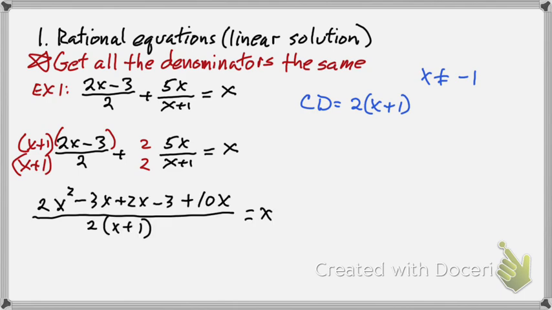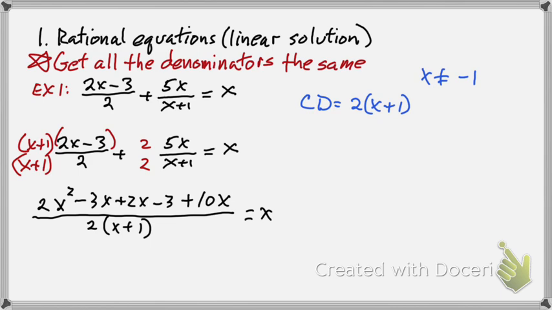Once they're the same, then I can just start using FOIL. So x times 2x gives me 2x squared. x times minus 3 gives me minus 3x. 1 times 2x gives me 2x. And then 1 times negative 3 gives me negative 3.